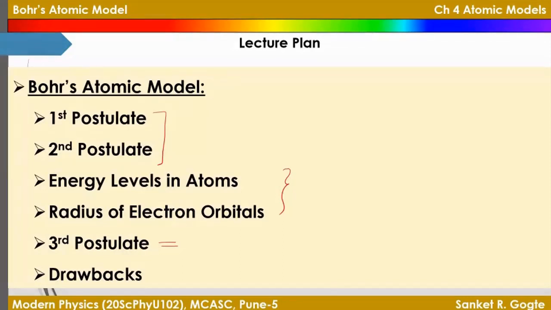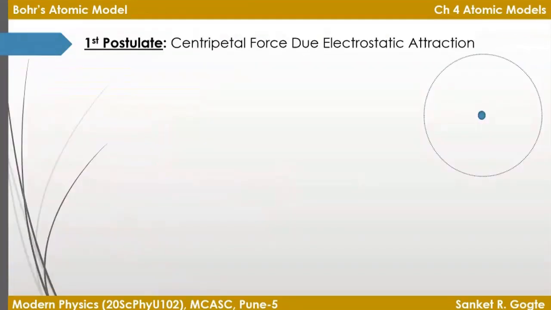And then, Bohr's atomic model is also not exactly correct. There are flaws in Bohr's atomic model as well, though to very good accuracy it can predict the spectral lines. It is not correct; the atoms are still not as simple as presented by Rutherford's atomic model. We will see some of the drawbacks which are there in Bohr's atomic model. Okay, so let's begin by considering the first postulate.